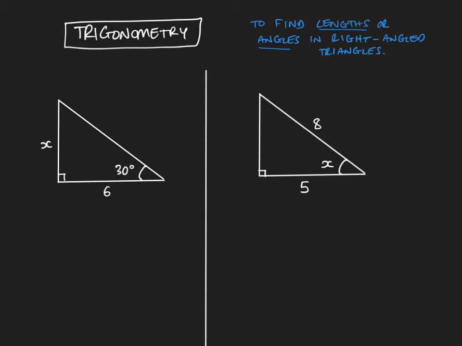Now, there are two types of question. One here on the left where we know the angle, and the one on the right where we don't know the angle. And I'm going to show you how to do both of them. Luckily, the process is pretty similar for both. Now, the first stage we need to do is label our triangle.